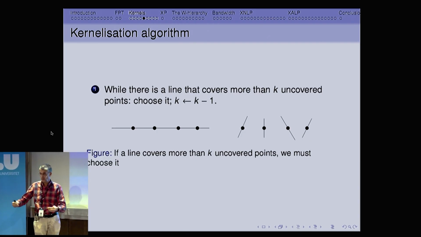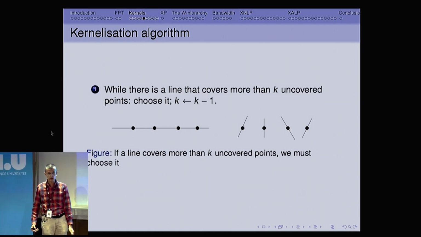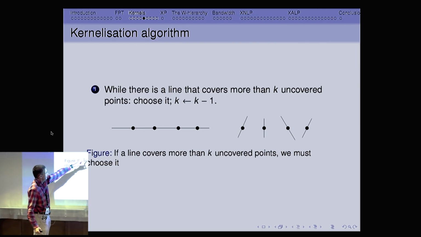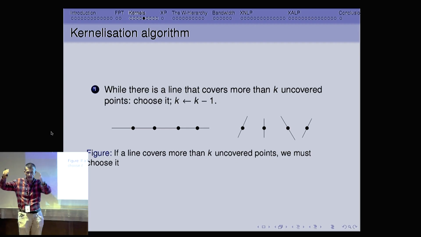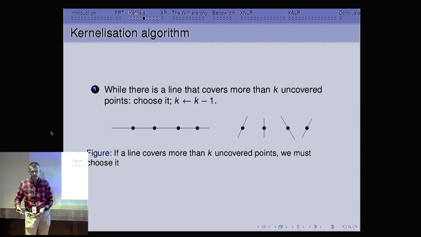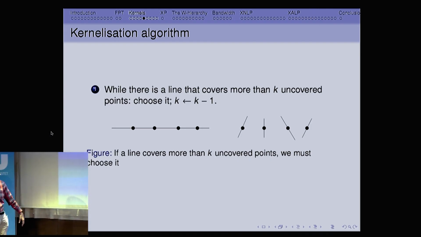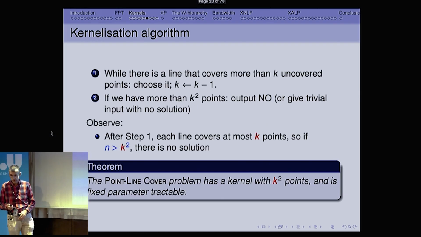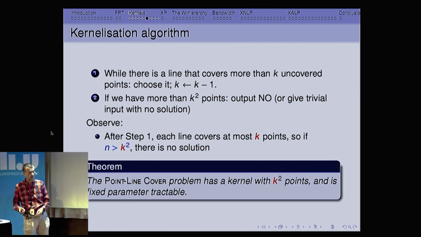If I have a line which covers more than k points I did not yet cover, I choose that line. I mean, if I don't take this line, every point has to have a different line, so I have to take this line, otherwise I need k plus 1 lines. So I take this line and I cover all these points, or maybe you just remove them. One of the things you can do is remove these points and decrease k by 1. And you have an equivalent input with fewer points. So I repeat this step while possible. At some point this step is no longer possible.